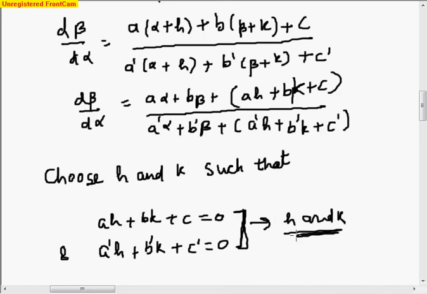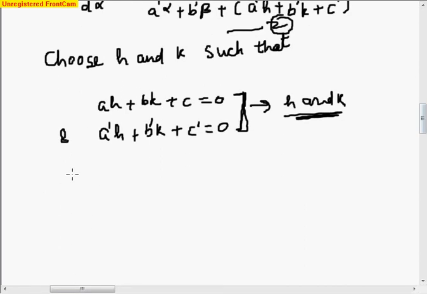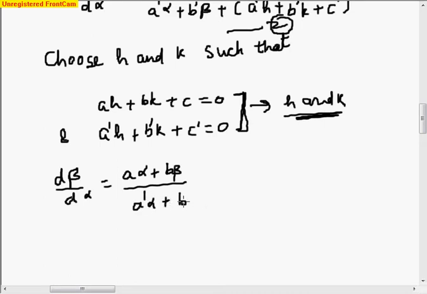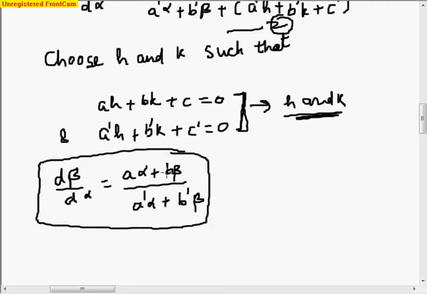These values of h and k, when you put in this equation, which I'll call equation 2, you will get this equation: d beta by d alpha is equal to a alpha plus b beta upon a dash alpha plus b dash beta. Now this is a homogeneous equation. I can solve this equation in alpha beta variables, and then I will put the values of alpha and beta back. Let us do one example.